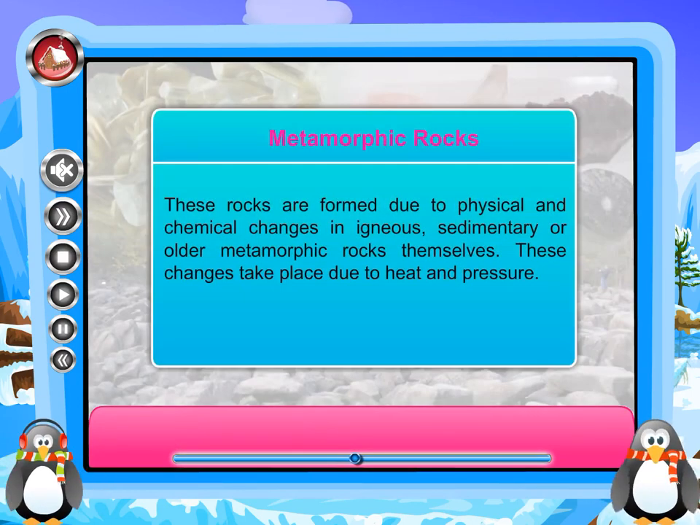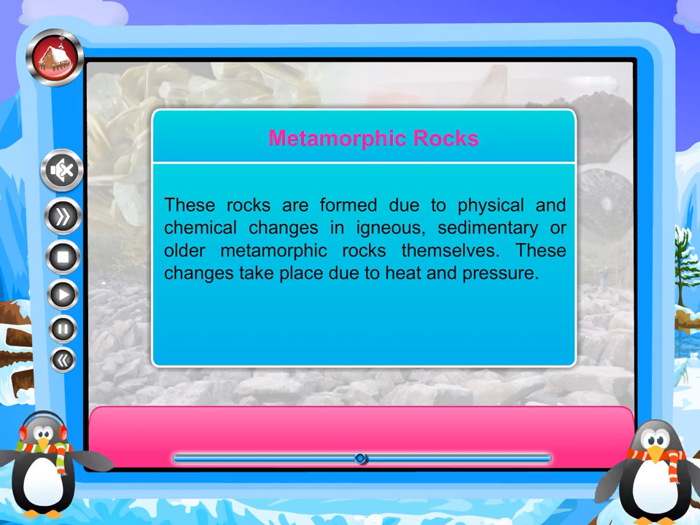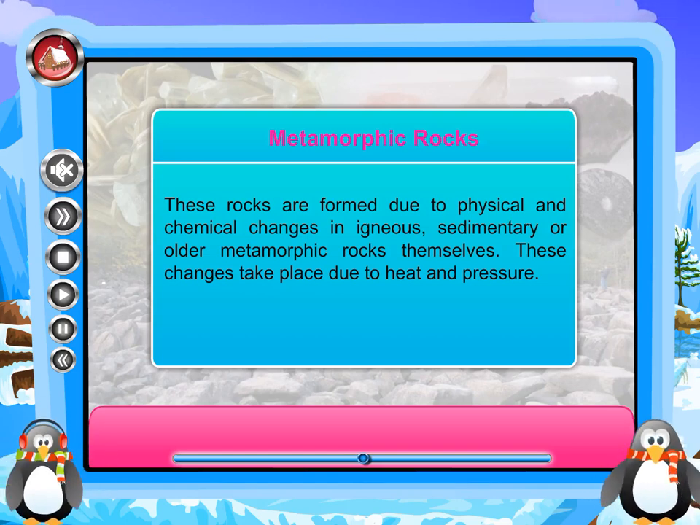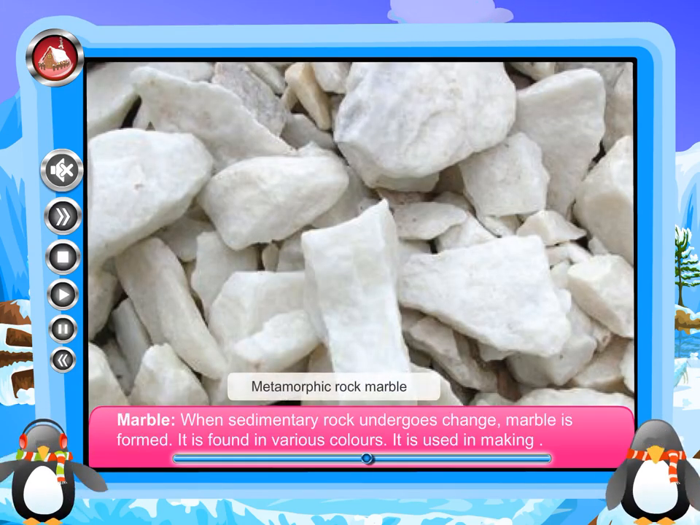Metamorphic rocks. These rocks are formed due to physical and chemical changes in igneous, sedimentary or older metamorphic rocks themselves. These changes take place due to heat and pressure. Types of metamorphic rocks. Marble. When sedimentary rock undergoes change, marble is formed.